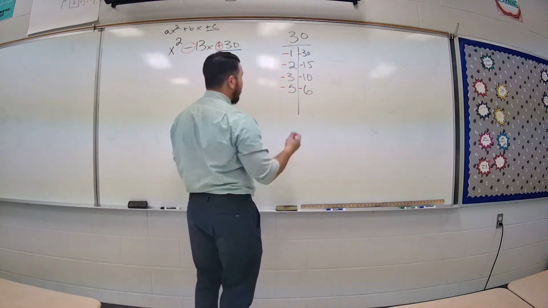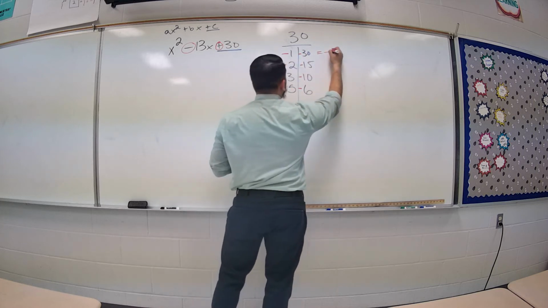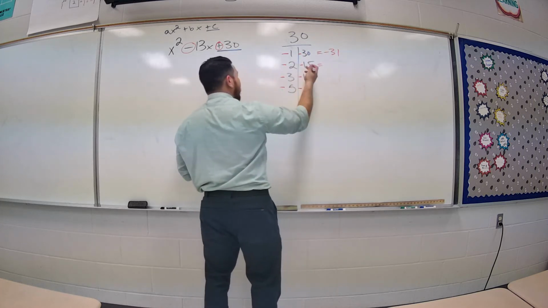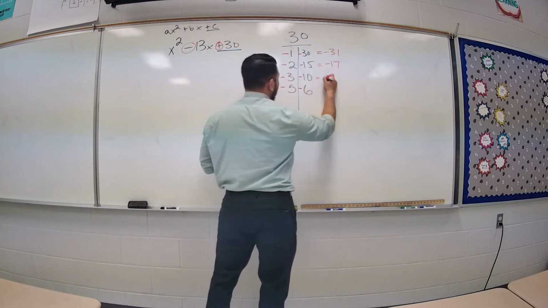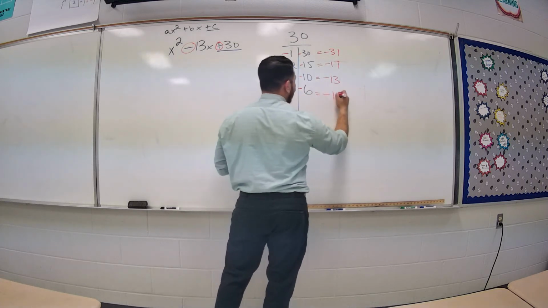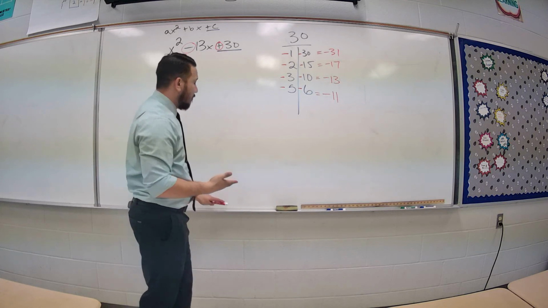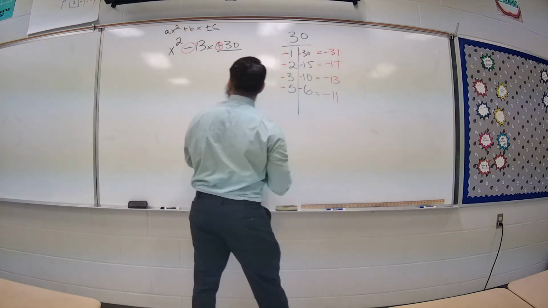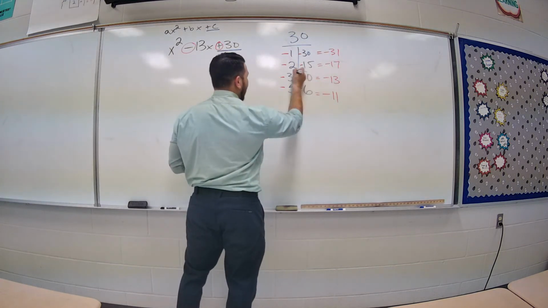Now I'm going to calculate and add these up. Negative 1 and negative 30, I get negative 31. Negative 2 and negative 15, I get negative 17. Negative 3 and negative 10, negative 13. And lastly, negative 5 and negative 6, negative 11. So out of those four combinations, what we want to find is which one gives me negative 13? Well, this is the only one I have.